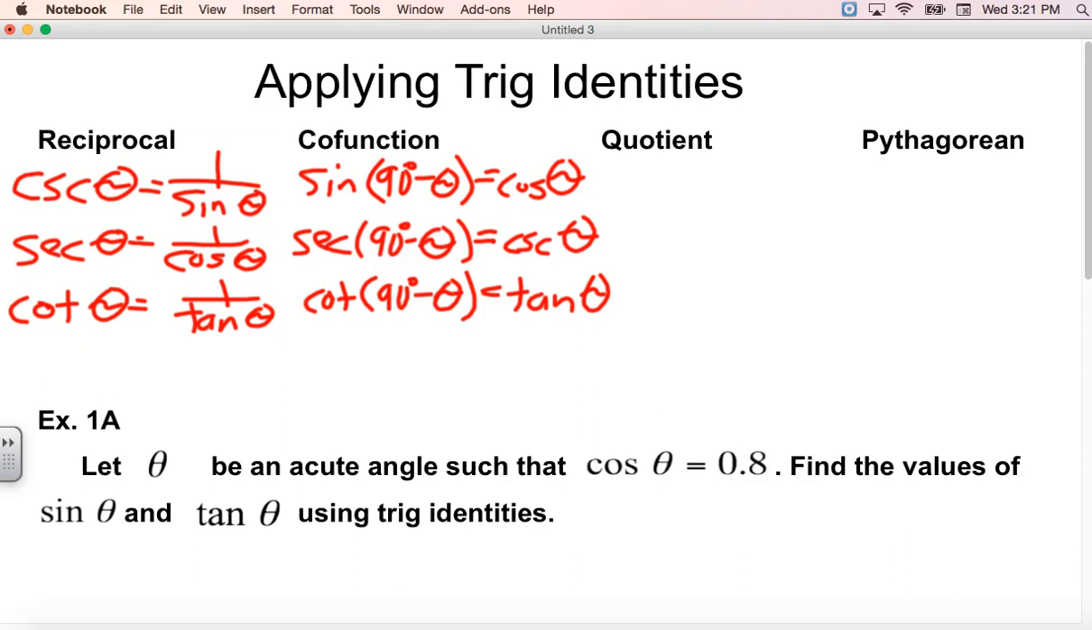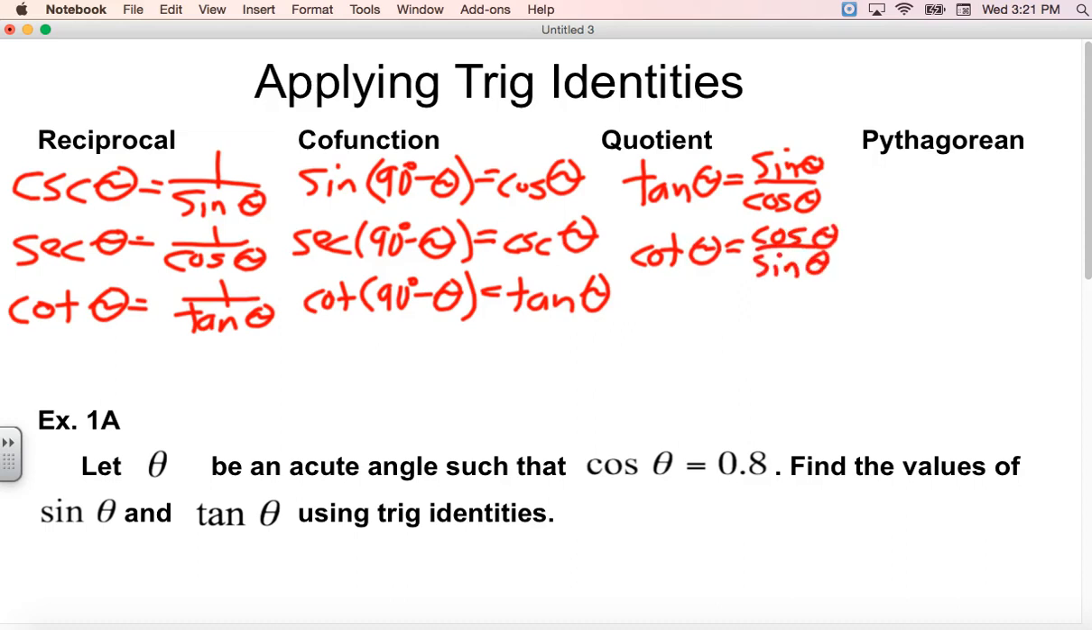Now the quotient functions. Excuse me, sorry. The quotient functions are pretty basic. We know that the tangent of theta is always the sine of theta divided by the cosine of theta. And since cotangent is just the flip of tangent, the cotangent is the cosine of theta divided by the sine of theta. Okay, we call those the quotient identities, but we use those a lot when we're doing things with properties of trig functions.